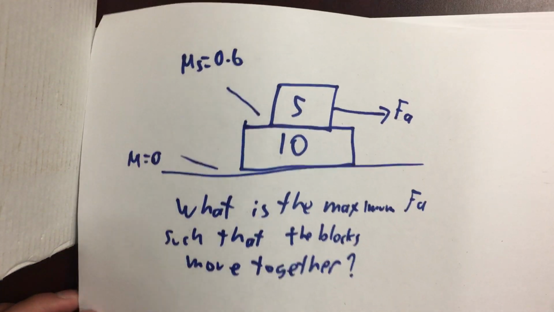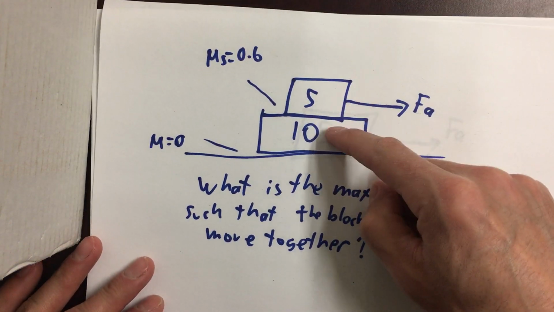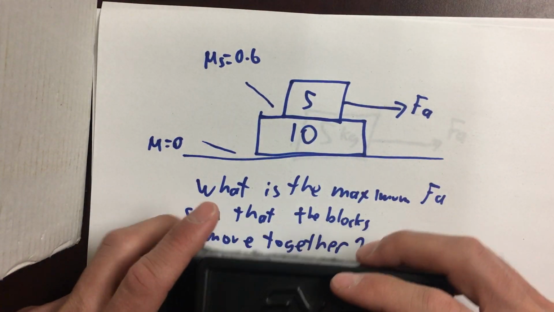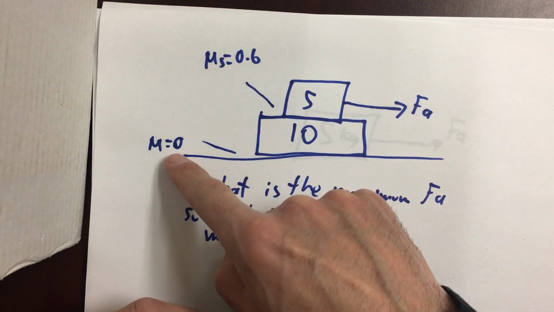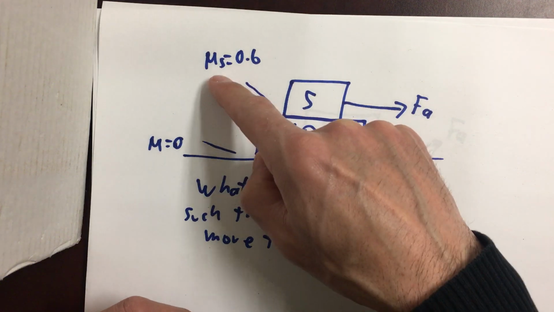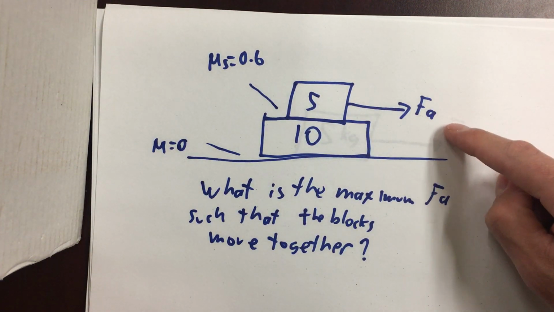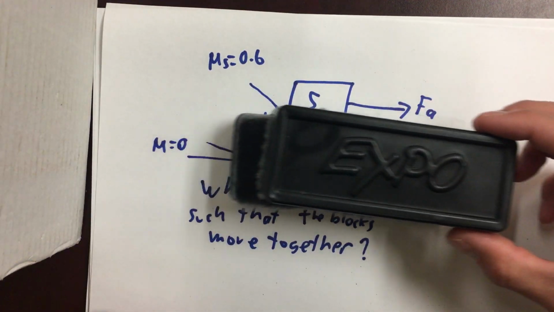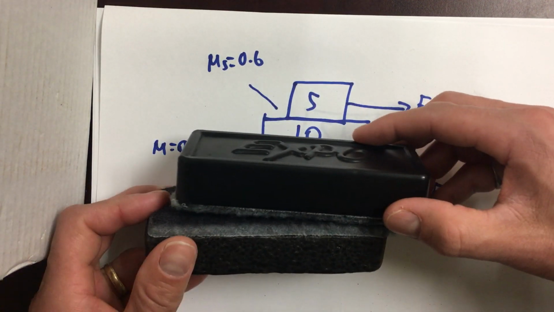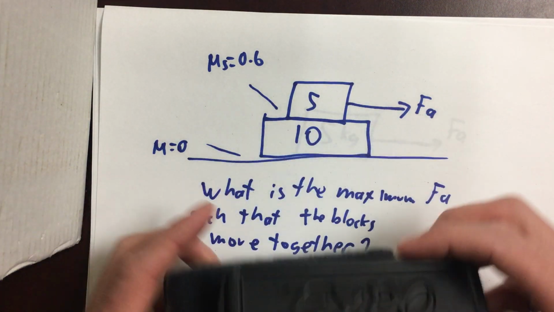Okay, doing a two-block problem here. So the question is, given that we have two blocks, one sitting on top of the other, and these blocks rest on a surface with no friction, but these blocks have friction between one another with a static coefficient of 0.6, what is the maximum force we can apply to the top block such that they move together? That is, I want them to move together and for not the top block to slide off.